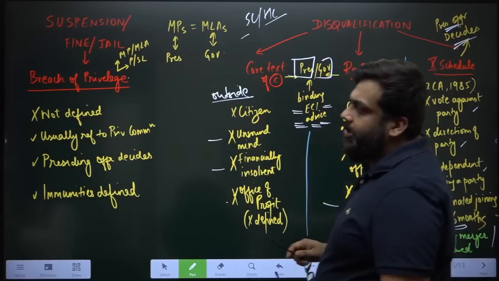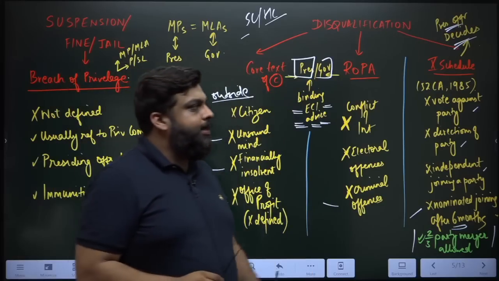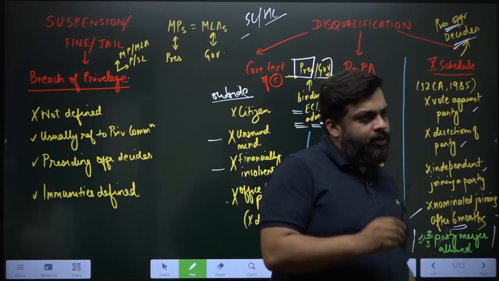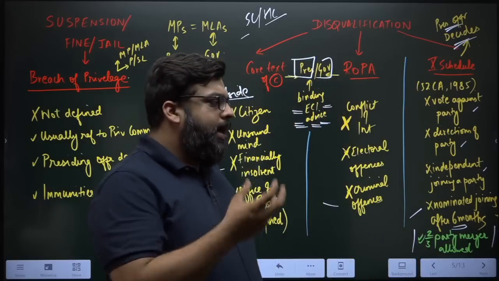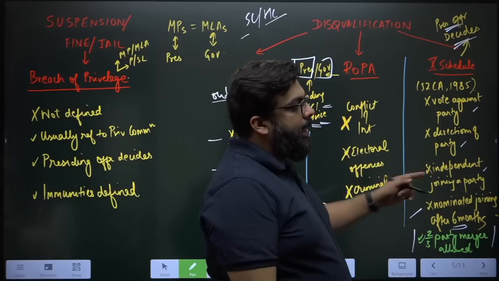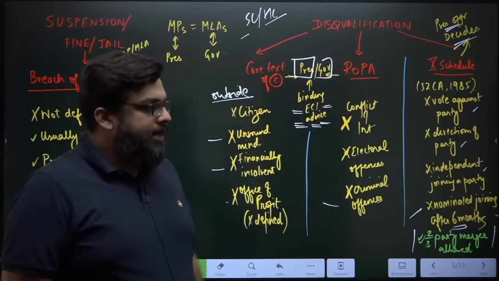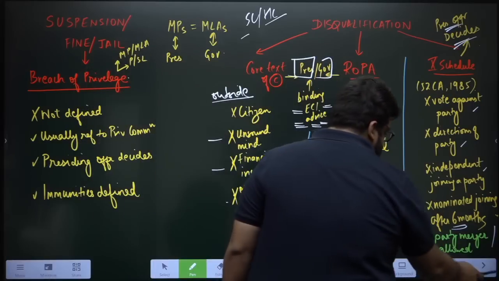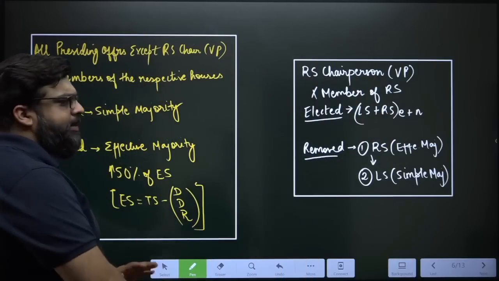I usually get a question from students saying that, sir, what if it is the speaker who's accused of defection? Then the anti-defection law is fairly clear that the house will choose somebody else to conduct the proceedings against the speaker if the speaker has been charged with anti-defection, right? Now, let's come to the presiding officers. This is extremely simple.